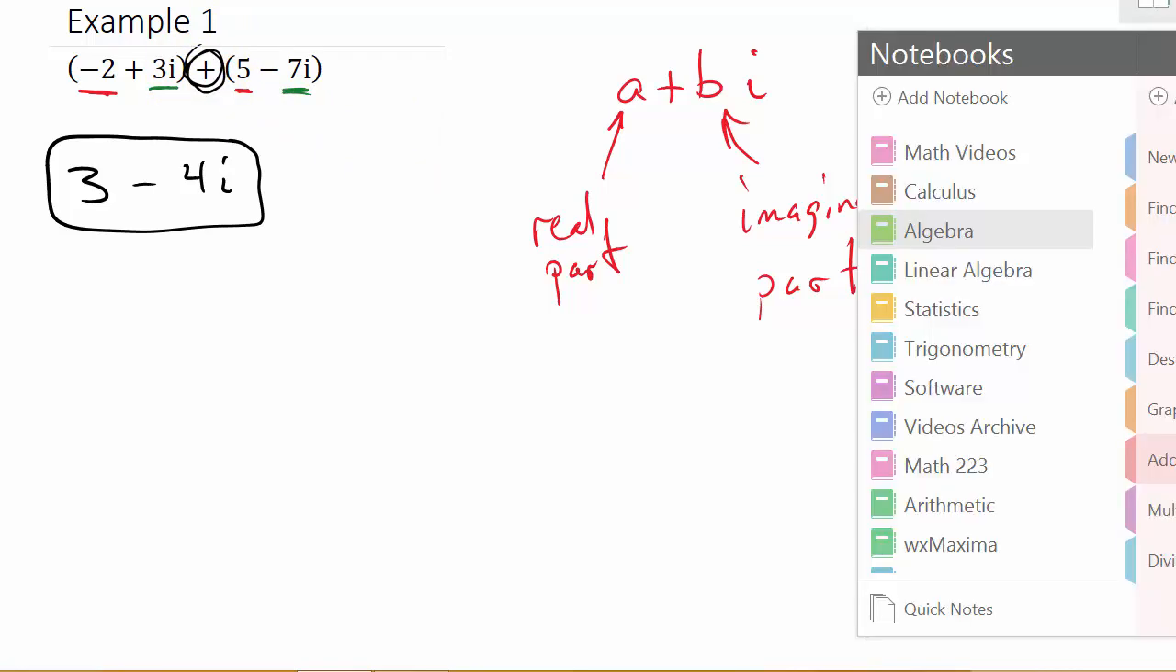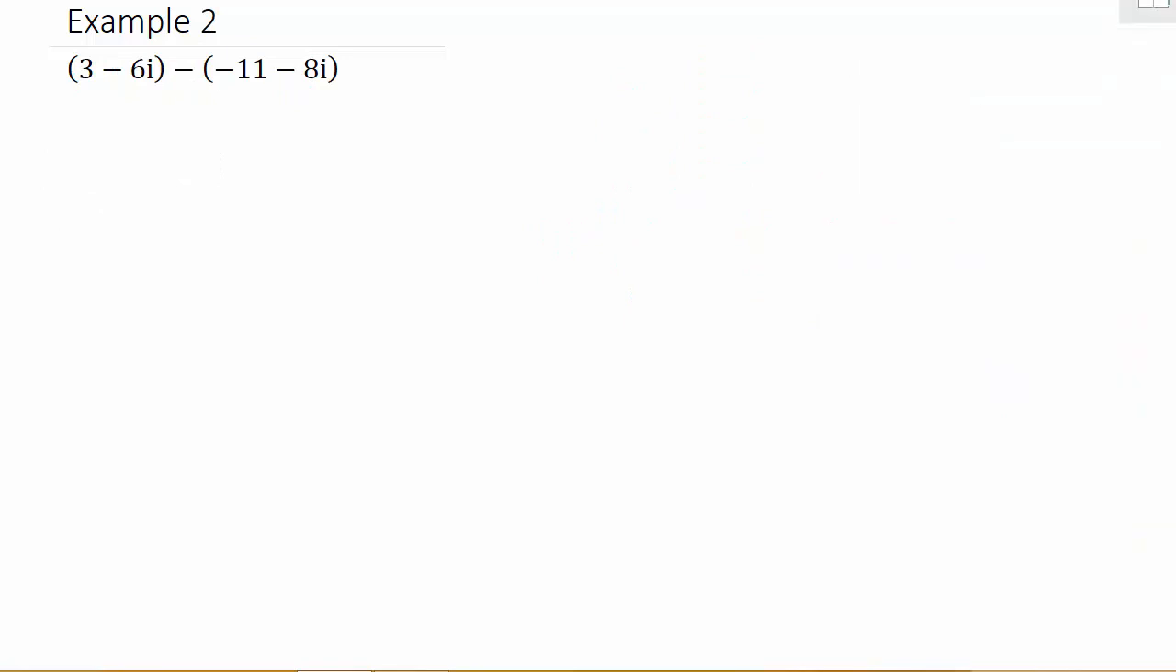All right, let's look at the subtraction one. So we've got 3 minus 6i minus -11 minus 8i. Same thing: we combine the real parts together, combine the imaginary parts together. Well, let me show you something here. We're going to write this 3 minus 6i, and I'm going to change it to a plus sign. I'm changing this minus sign to a plus sign.